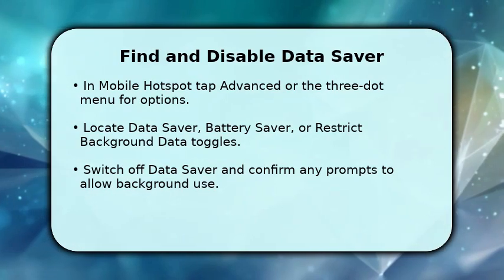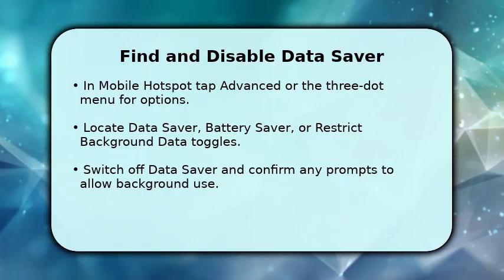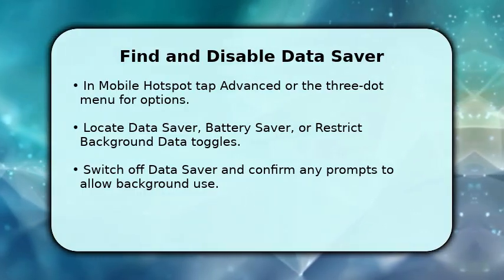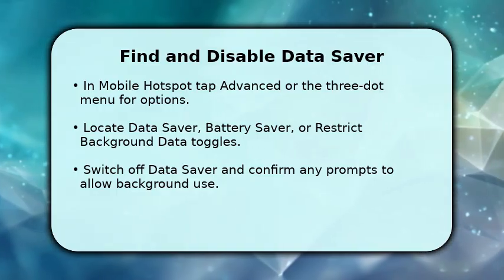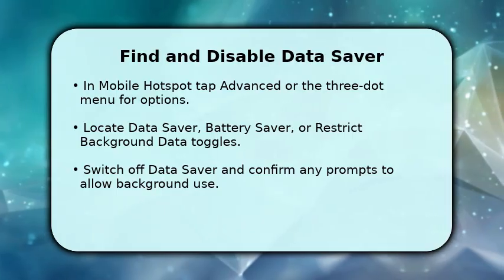Once on the mobile hotspot screen, tap Advanced or the three-dot menu to reveal detailed settings. Look specifically for data saver, restrict background data, or any hotspot-specific battery optimizations. Samsung sometimes nests these under battery or connections.